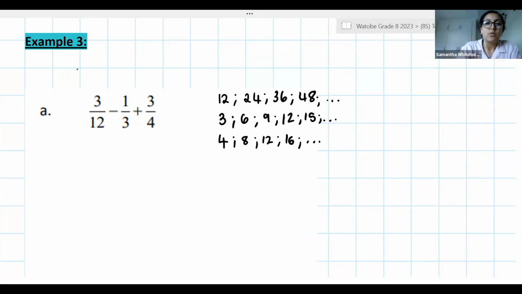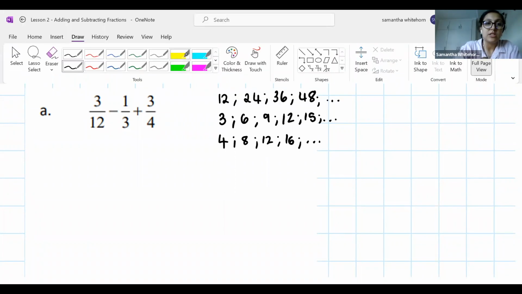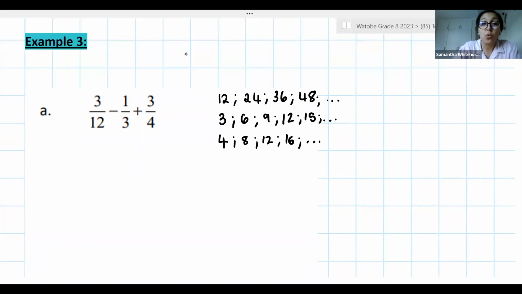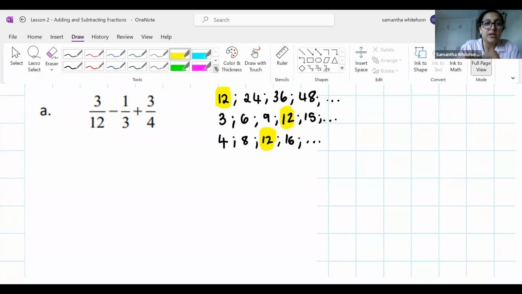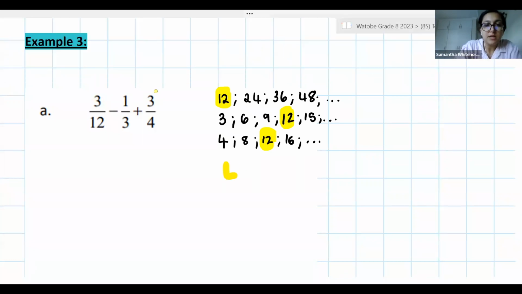Now we want to decide what our LCD is. Remember, we want the smallest number that appears in all three of these. And if we have a look, 12 is the smallest one, as Bonolo said there on the chat, that is in all three of them. So now we know that our LCD for this fraction needs to be 12.